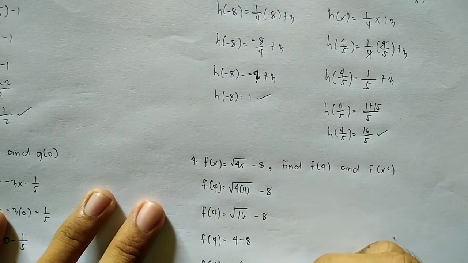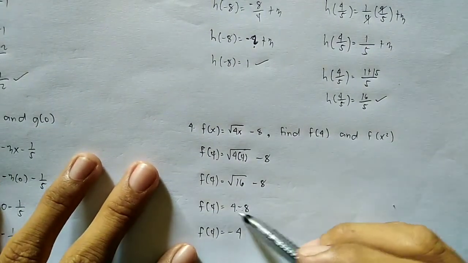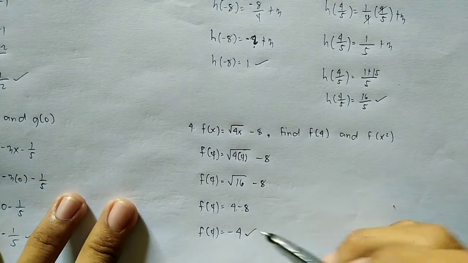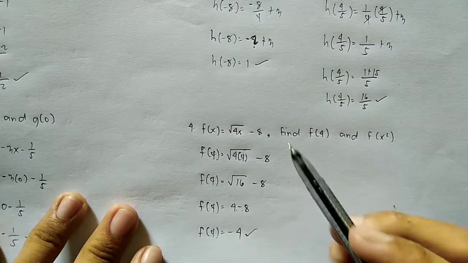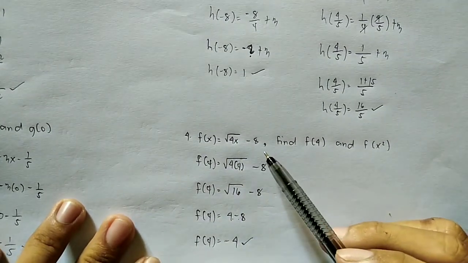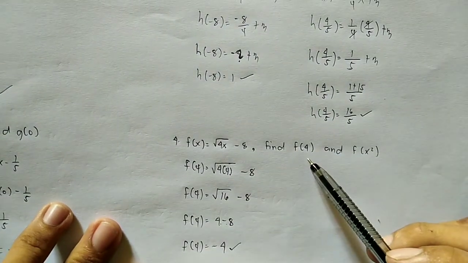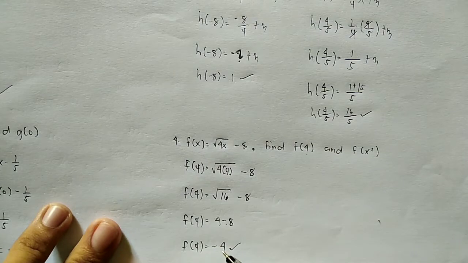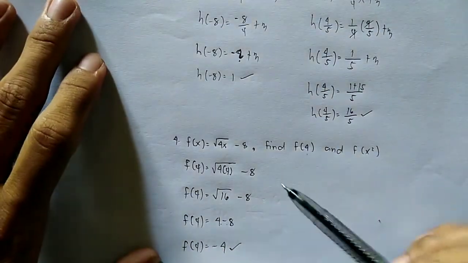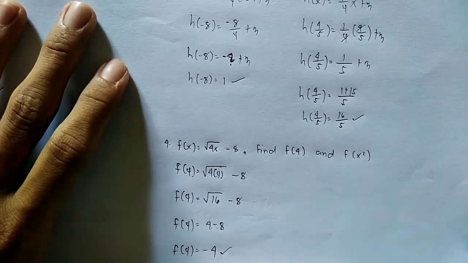So f of 4 is equal to 4 minus 8, that is negative 4. This is already the value of the function defined by f of x equals the square root of 4x minus 8 at the indicated value 4. So the value is negative 4. This is now the process of how we evaluate the function. Next, we have the indicated value, which is x squared.